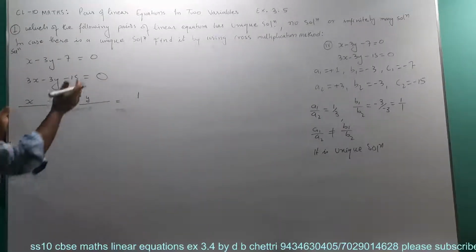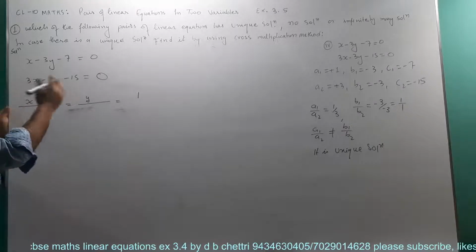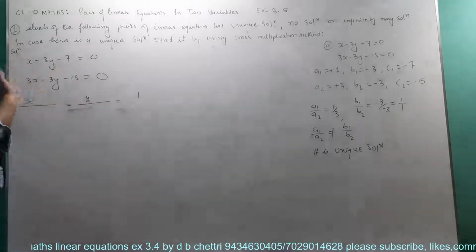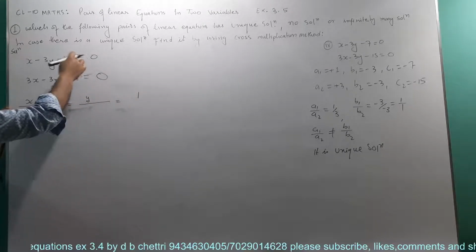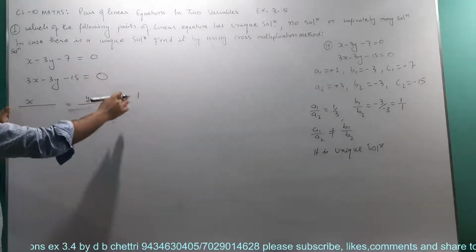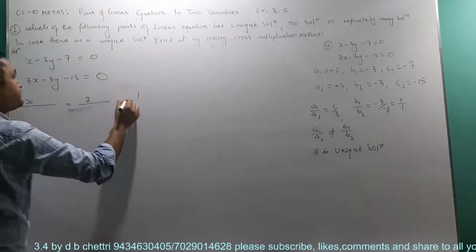Plus 1. Why? All the terms are on one side. Right side is 0. If the right side is 0, write plus 1. If the right side is non-zero, if this 7 and 15 are towards the right side, then write minus 1.